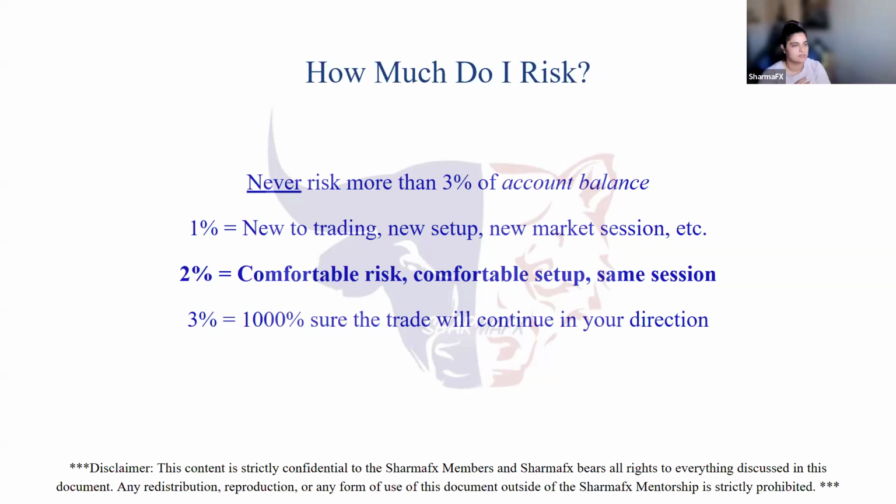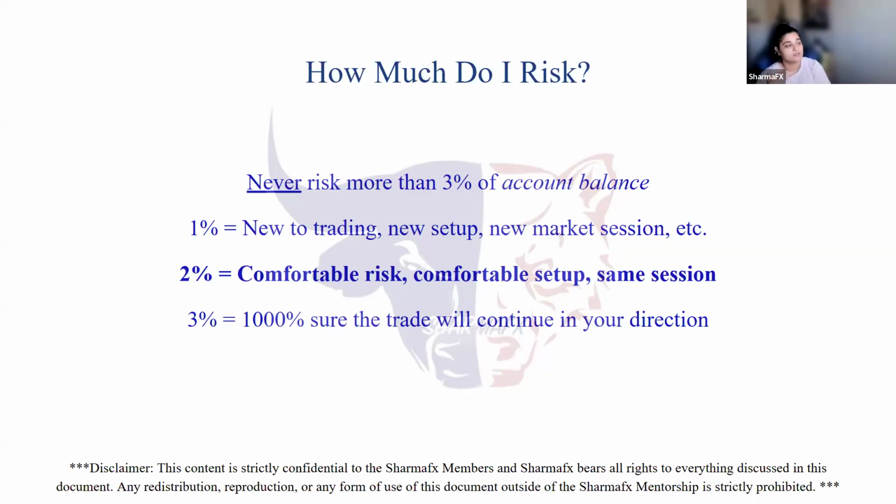That's where I keep trading for the most part, right? That's my comfortable space. 2% is your comfortable risk, comfortable setup, same session. I've been trading this pair for a very long time. I understand how the fundamentals will be impacting this. I have traded this session multiple times. I'm very comfortable with this pair. Right. And that's what Tim was talking about. You become a master of one pair. You're sticking around this 2%.